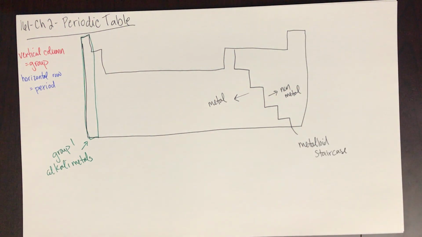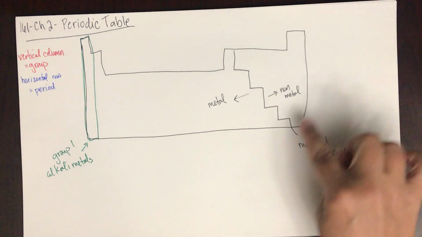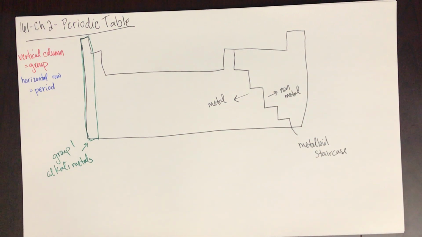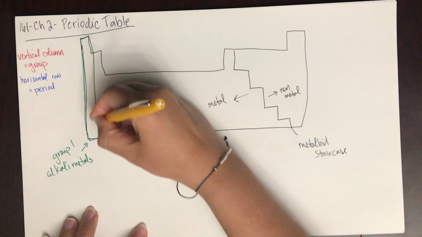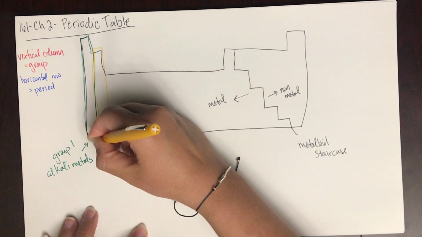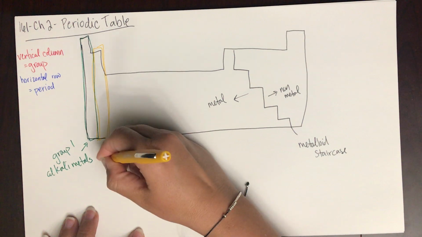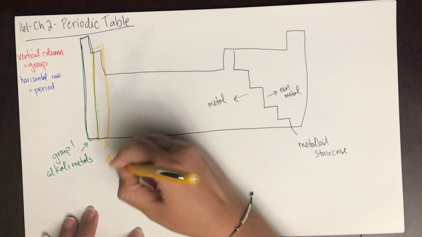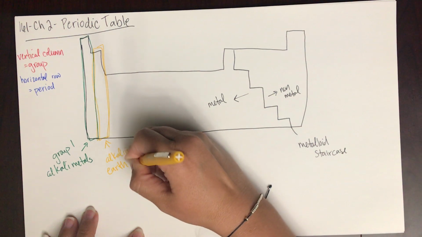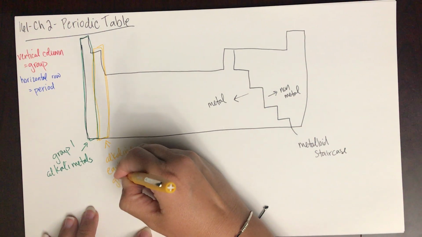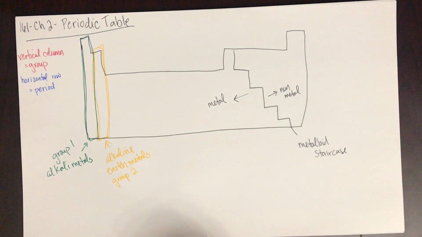So we're going to identify things based on their location on the periodic table. So we have metals, nonmetals, and metalloids in the middle. Okay, so group 1, alkali metals. Group 2, these are called alkaline earth metals. Everything in group 2 here. And that's group 2. Alkaline earth metals.